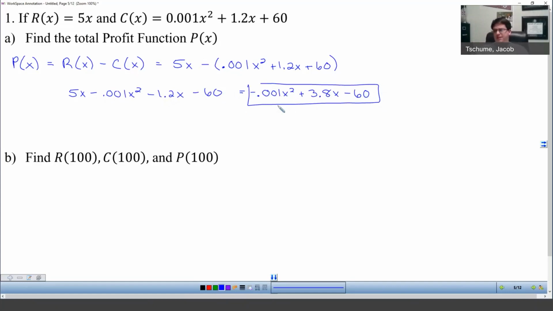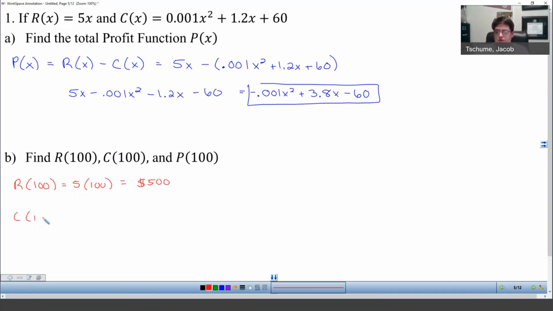Part B has nothing to do with calculus, just practicing with your calculator a little bit. I want you to take the number 100 and plug it into the revenue, the cost, and the profit function. So here we go. R of 100 is going to equal 5 times 100, which gives you a revenue of $500.